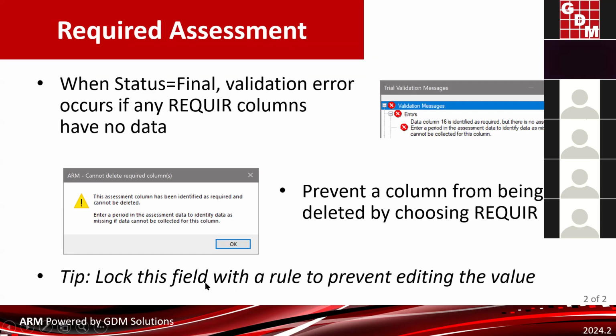So if you're a protocol writer thinking, this is really great, I have some assessments I need to have in the trial no matter what, and I don't want the trialist to remove them, there are just two steps. You would mark that column as required in the header, and then you could also put a study rule to lock that field, so someone can't just change the designation and then delete the column. Just have to be a little careful with that, of course. You need to be sure that it is an assessment you want there.